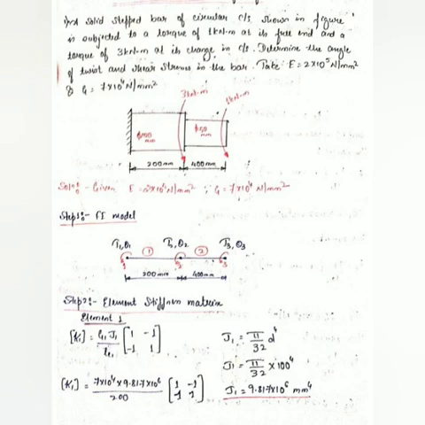Take the value of Young's modulus E equal to 2 into 10 raised to 5 Newton per mm square and modulus of rigidity G equal to 7 into 10 raised to 4 Newton per mm square. As you can see in the figure, the diameter of the first element is 100 mm and the second is 50 mm. You can see the location of the torques given, 3 kilonewton meter and 1 kilonewton meter. The first bar has a length of 200 mm and the second 400 mm.